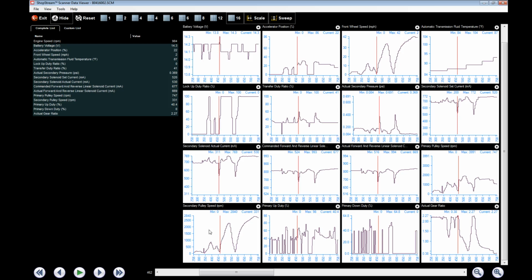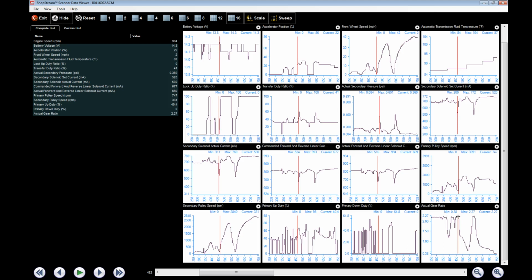Alrighty, and let's see, secondary pulley speed, primary pulley speed. So what happened here? Oh, okay. Yep. So we had one extra, and we're adding the actual gear ratio. So this is the new PID on the screen. Sorry about that. So the actual gear ratio, this is actually the gear ratio that is happening.